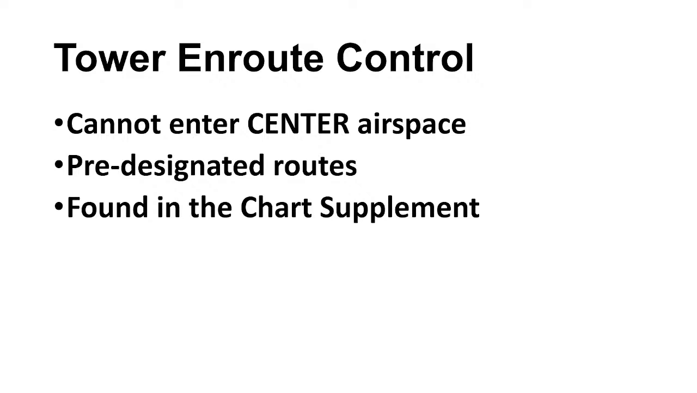Specifically, your flight cannot enter center-controlled airspace if you're going to fly a TEC route. So they're going to be lower altitudes, generally 8,000 feet and below. They're pre-designated routes, and they're found in the chart supplement. Okay? I have never, ever used one of these. Ever.